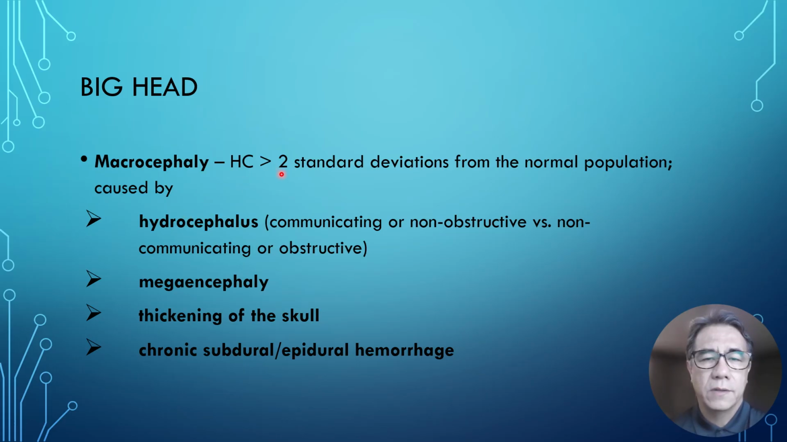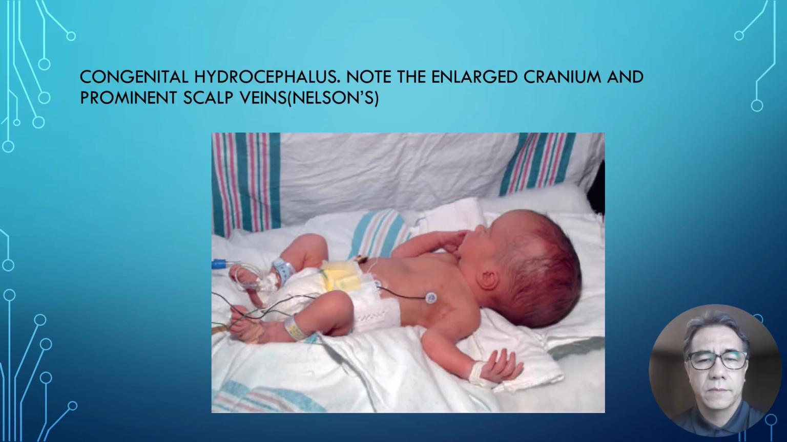So macrocephaly is greater than 2 standard deviations from the normal, may be due to hydrocephalus, meaning either communicating or non-obstructive versus non-communicating or obstructive. Or it could be megaencephaly, thickening of the skull, or chronic subdural or epidural hemorrhages. So this came from our textbook, Nelson's. This is congenital hydrocephalus. Note the very big head with prominent scalp veins.